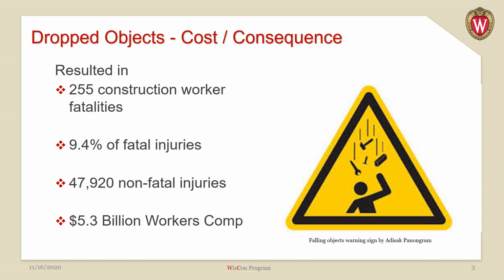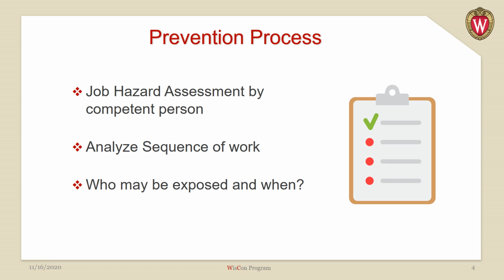In 2016, dropped objects resulted in 255 worker fatalities and almost 50,000 non-fatal injuries. The issue is one of OSHA's Fatal Four causes of construction deaths. A job hazard assessment should be conducted prior to starting work. Identifying potential hazards is the first step in reliably controlling these hazards.